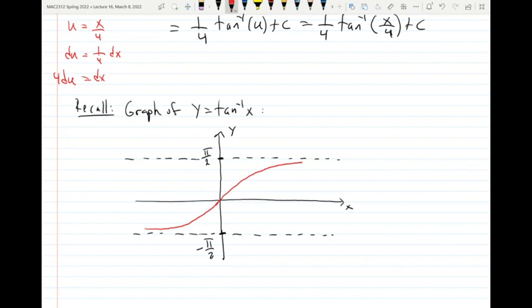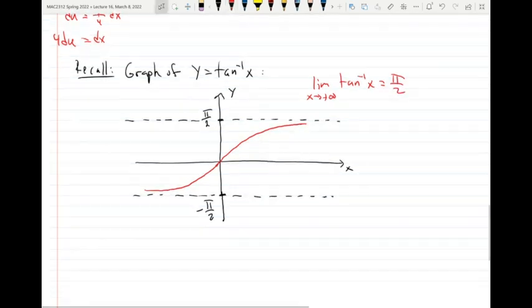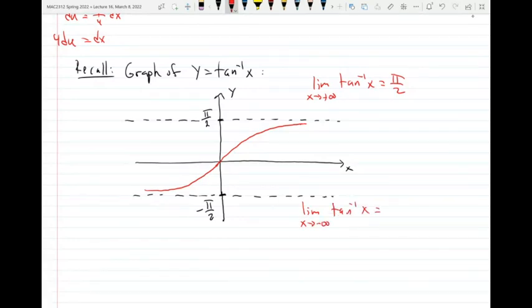Well, because from here you see in particular that the limit as x approaches positive infinity of the inverse tangent is pi over 2. And also you can see that the limit as x approaches negative infinity of the inverse tangent is negative pi over 2. So whenever you are computing a limit at infinity of the inverse tangent, just remember this graph so that you can see this end behavior, okay? And we're gonna need that now.